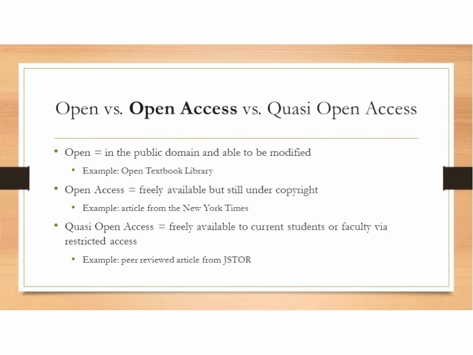Open access materials are what we're going to be talking about today. These are not only journals that are published open access, but also freely available material that's still under copyright. An example is an article from the New York Times. Quasi-open access is freely available to current students or faculty via restricted access. This is like a peer-reviewed journal from JSTOR. It's not open to everyone, but it's open to you because you have access to it.